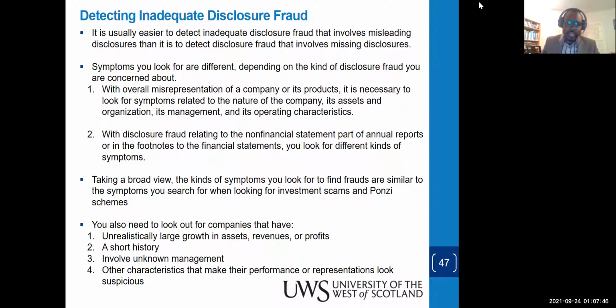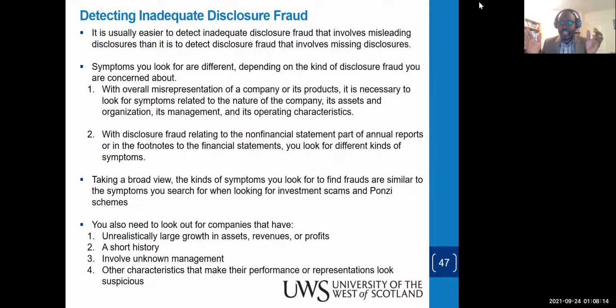Is it a new company? What happened? Does it have a very short history? Also, you should look out for different kinds of symptoms in terms of non-financial components or disclosures. Not only the numbers, the non-financials are also very important. People also look at that. Take a broad view. Look at the kinds of symptoms you can think of.